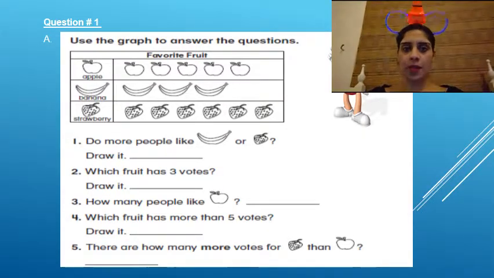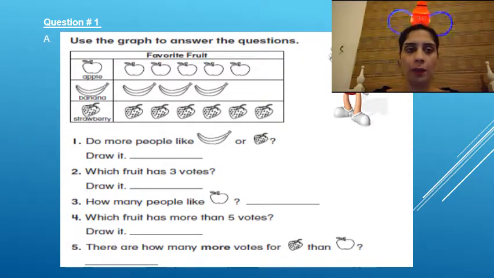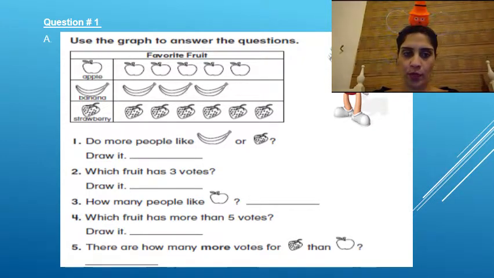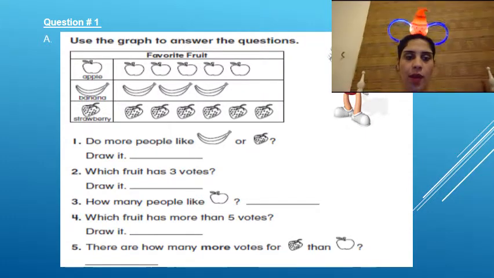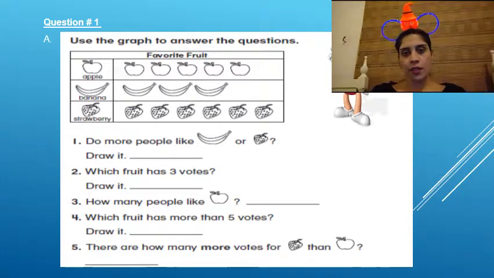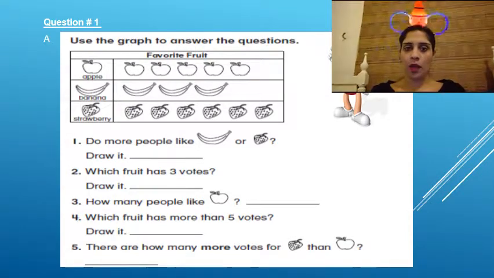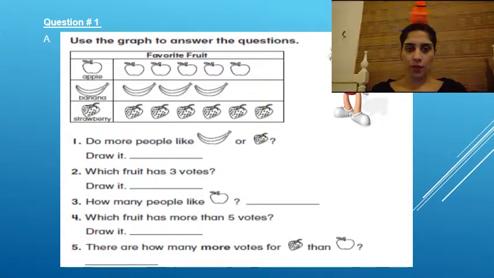Now, Mr. Eminem and I will start solving the first question. We have to use the graph to answer this question. Here we have people's favorite fruit: apples, bananas, and strawberry. The first question is, do more people like banana or strawberry? The first thing you have to do is count each one of them. Let's try to count the banana and the strawberry first.